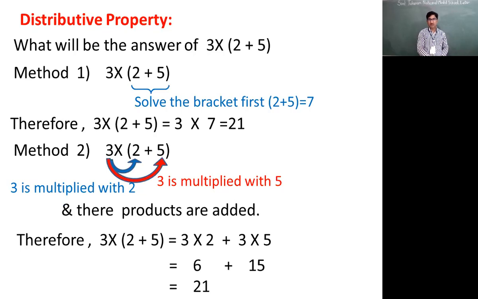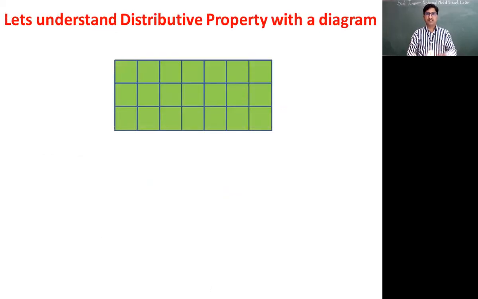I hope you have understood. If not, then one more example is there. I will tell you with the blocks. Here, let's understand the distributive property with a diagram. Count the boxes. There are 3 rows and 7 columns. So 7 and 3.